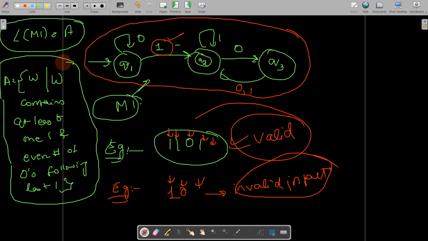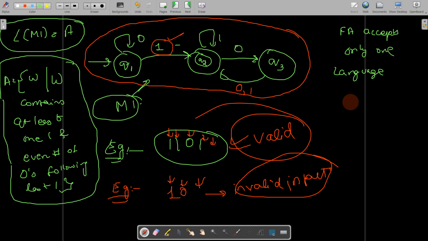Okay. So this is the language that is accepted or recognized by this machine M1. Hope you understood the difference between strings and the language. Always any finite automata accepts only one language. Language means all the strings which are accepted by this finite automata. It can accept multiple strings, but it recognizes only one language.